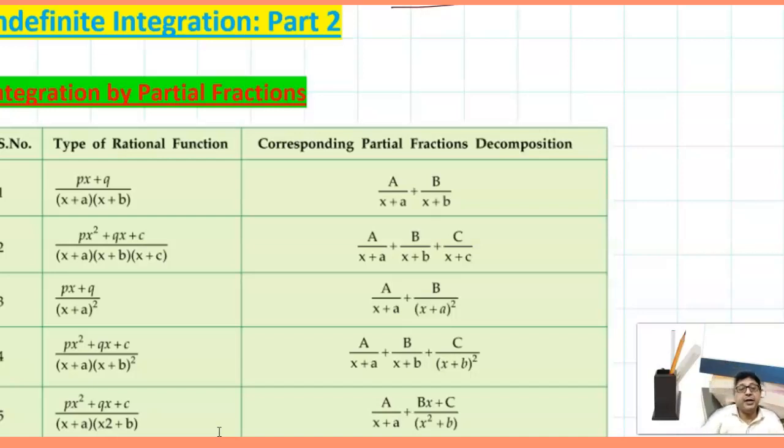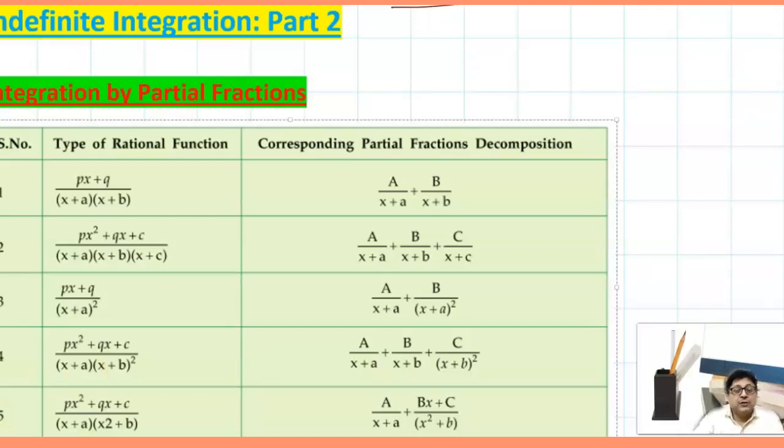So when the integrand is of this form, you will be writing A by x plus a, B by x plus b. If you take the LCM, you will get px plus q back in the numerator. But obviously when you are adding them, it is coming in the form of capital A and capital B. Then you go for comparison of the two sides, two polynomials, left hand side one polynomial, right hand side another polynomial. You go on comparing and find the values of A and B and then integrate happily.